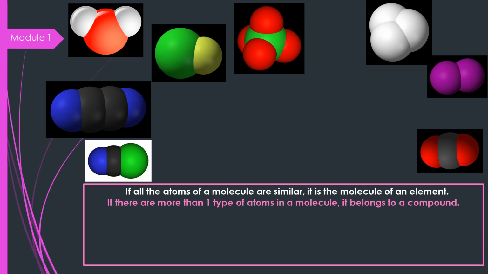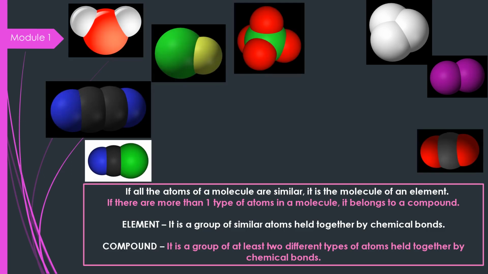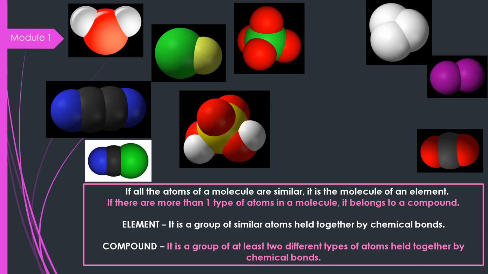So, definition of an element: it's a group of similar atoms held together by chemical bonds. And the definition of a compound: it's a group of at least two different types of atoms. It can be more than two different types of atoms. It can be 3 types, 4 types held together by chemical bonds.